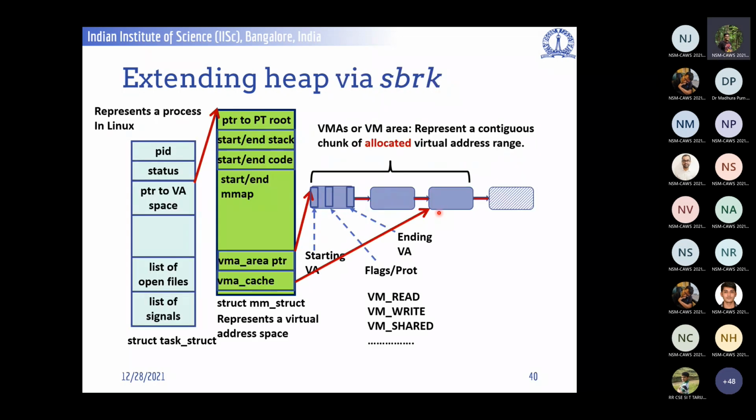There would be another VMA node in this linked list that represents the heap memory region, and based on whether you are allocating or deallocating using SBRK, if you put a negative number, it will actually deallocate. It will change the end VA value for that given VMA region, the given node in the linked list corresponding to the heap. So that's what it does.